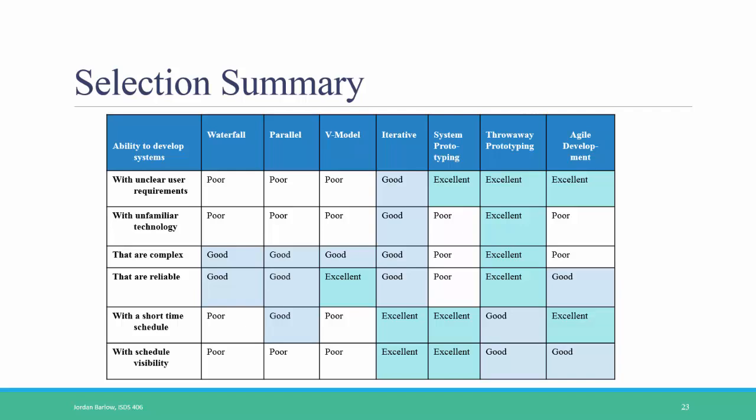So for example, projects that have unclear user requirements work really well with Agile or with prototyping methodologies, where you have that iterative process where users can give feedback. Of course, the waterfall methodologies are very poor in those situations because you have to do all of the planning and analysis ahead of time.